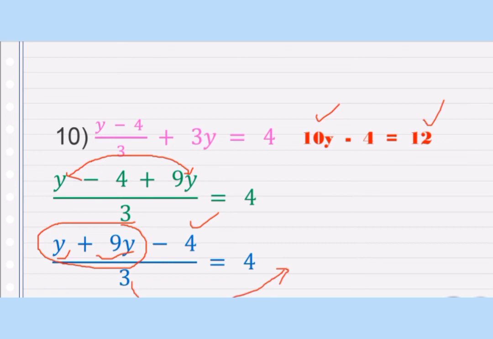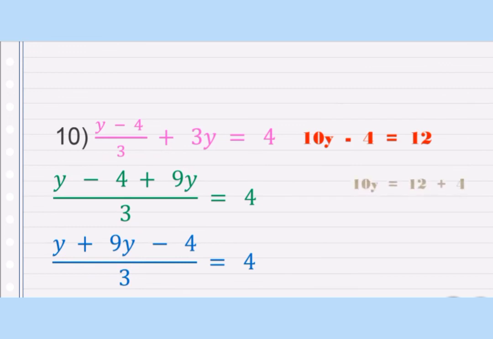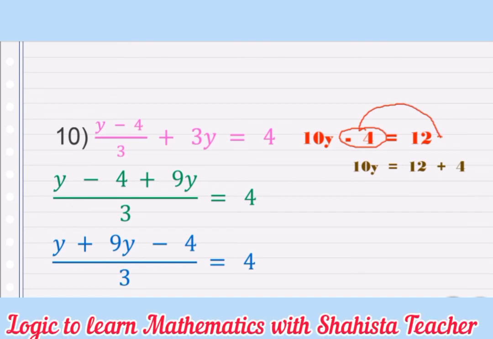So now here 10y is equal to 12 plus 4. So 12 plus 4 is how much? 16. So 10y is equal to 16. So y is equal to 16 upon 10. Minus 4 will become plus 4. Okay, here we will write plus 4. So 12 plus 4 is 16. So 10y is equal to 16. So here we will write y is equal to 16 upon 10.